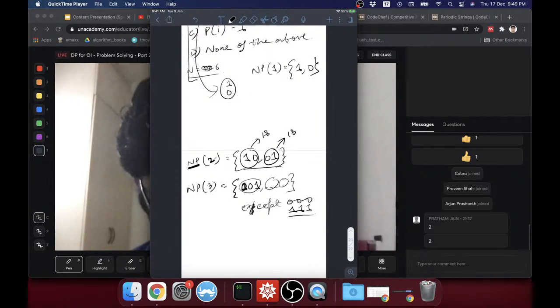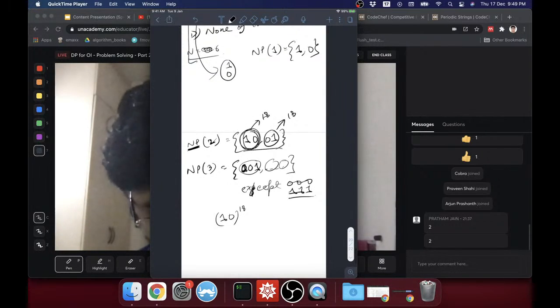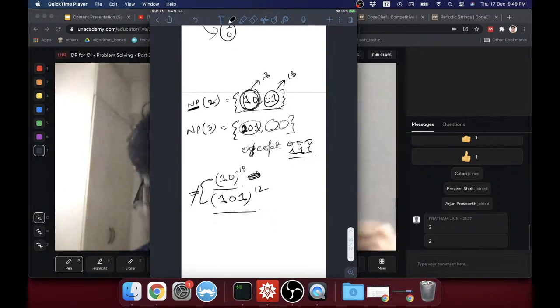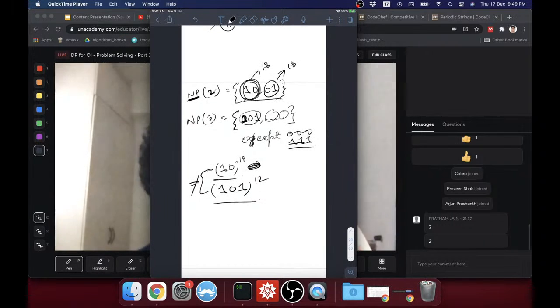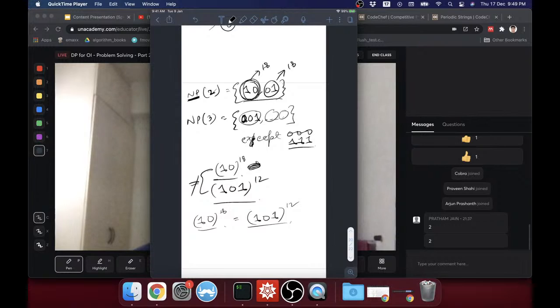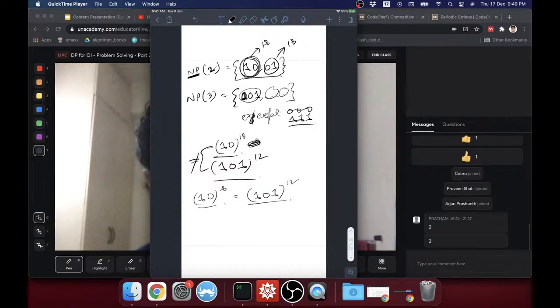Now notice carefully, this 1 0 being repeated multiple times will never match, or look the same, as 1 0 1 being repeated 12 times. So this is also 36 length, this is also 36 length, but both of them are different. And they will be different. The reason for that is, had they been the same, let's say this 1 0 18 times looks the same as 1 0 1 12 times, then you would have a contradiction, which is, how should I explain this?